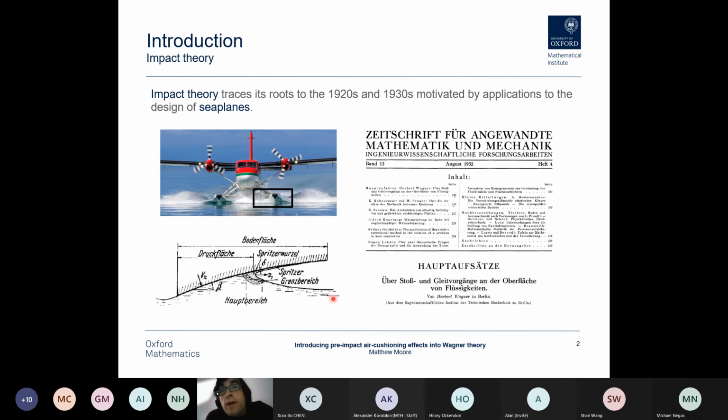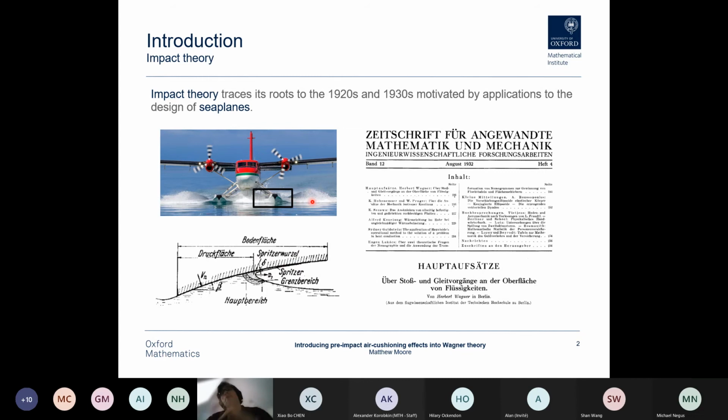Wagner is looking at the very early stages of the impact problem, when you're going to get the highest forces on the seaplane lander, and he's breaking the problem up into several sub-regions. You have a deep pool where the seaplane looks like it's landing on top of the free surface. But if you zoom in locally, you get this violent displacement and this jet, which is the spray, shooting off from the body.